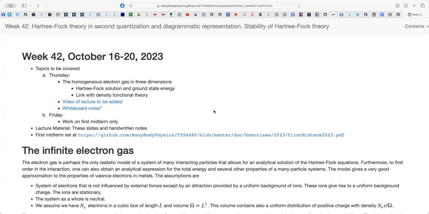So the topic today is an application of Hartree-Fock theory, and it's an application to a system which has been widely used in solid-state physics. It's been extremely successful in explaining conducting properties of electrons in metals and what's called semi-metals.